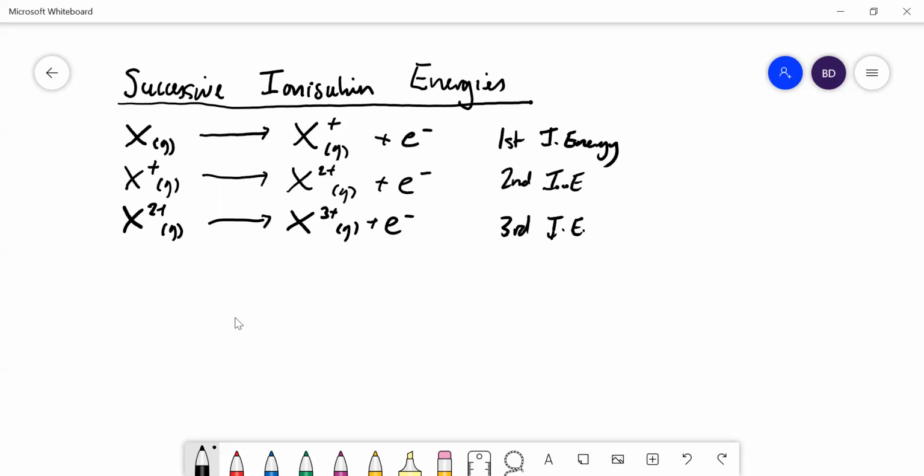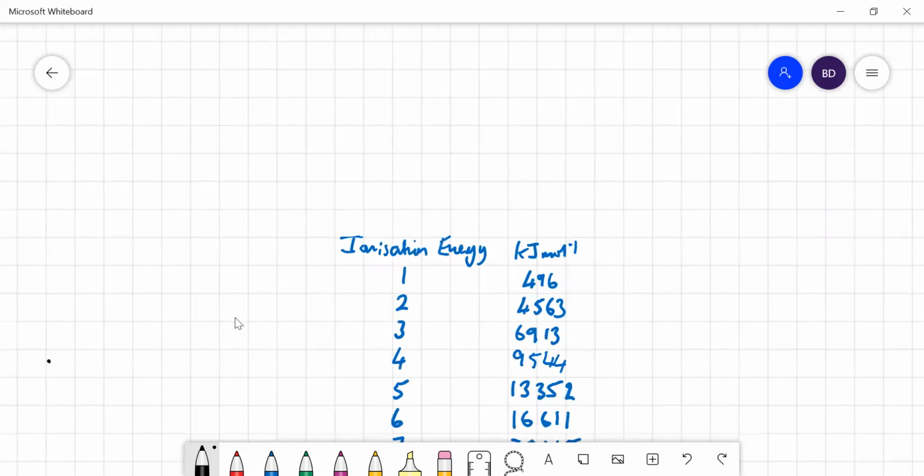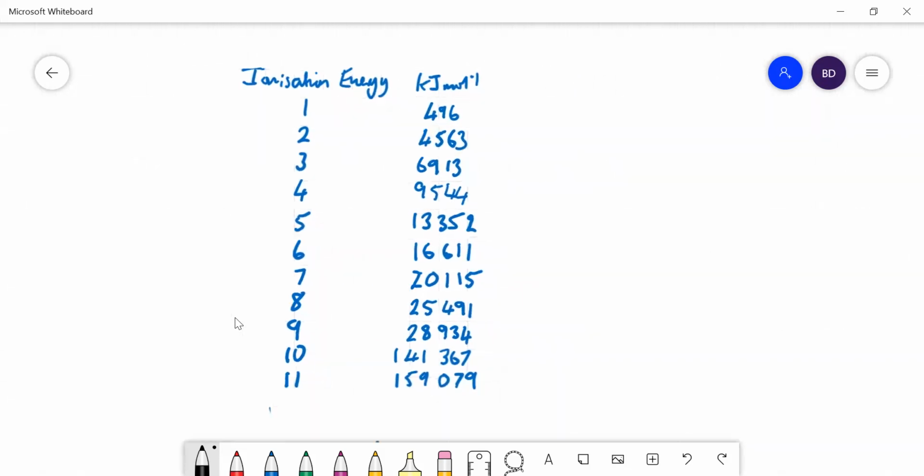Right, let's have a look at some of those values. I wrote them down earlier. Now this is for sodium. So let's write the electronic structure of sodium, which would be Na. It's atomic number 11, so it's 1s2, 2s2, 2p6, 3s1. So let's write down the subshell. Which electron is being removed here? It's a 3s electron. Now that's about 496.